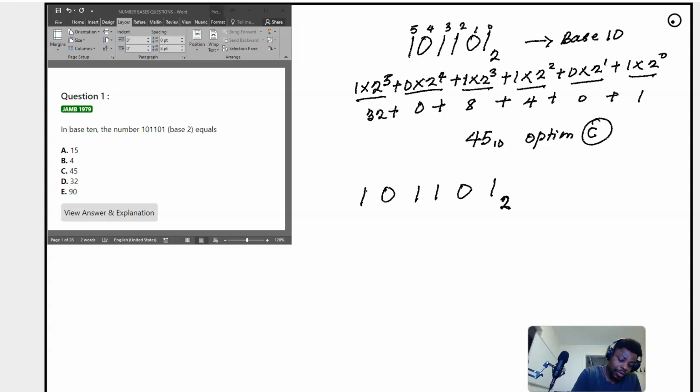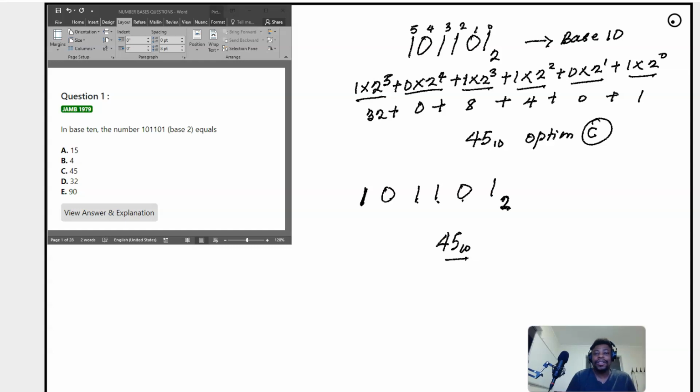2 times 1, that is 2. You add it to 0. 2 plus 0, 2. You multiply it to the base. 2 times 2, 4. You add it to the next number. 4 plus 1, 5. You multiply it to the base. 5 times 2, 10. 10 plus the next number. 10 plus 1, 11. 11 times the base, 22. 22 plus 0, 22. 22 times 2, 44. 44 plus 1, 45 base 10.